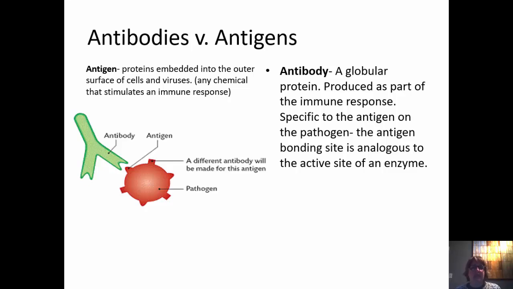An antibody is a globular protein. It is shaped similarly to a Y, and it is produced as part of the immune response. They are specific to the antigen on the pathogen, and the antigen binding site is analogous to the active site of an enzyme. So the antibody and antigen work together like a lock and a key, but not to produce a product or to break down a substance. Instead, this is how our body will attack a foreign molecule.